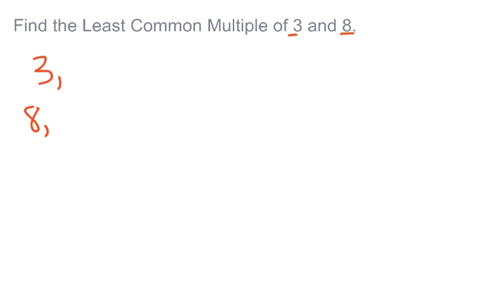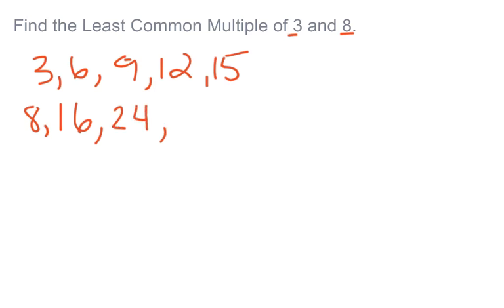Now in this case, we're looking at a smaller number and a bigger number. So chances are we're going to need to list more multiples for the number 3 than we would for the number 8. But just to be safe, we're going to list the first 5 multiples for each number to start. So I'm going to count by threes. So 3, 6, 9, 12, 15. 8, 16, 24, 32, 40. So far, comparing my lists, I don't have anything in common yet.